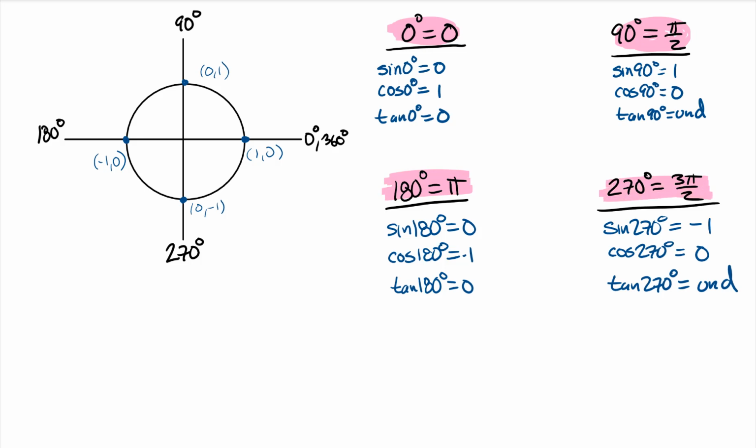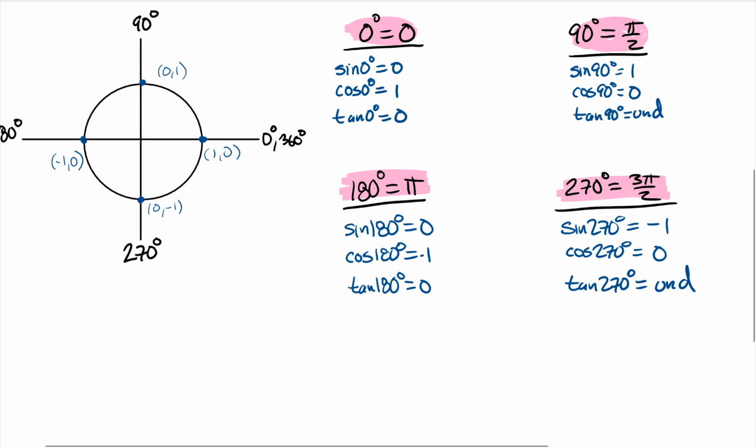So we're going to look at those 4 quadrantal angles. I did write down 360 degrees because that's coterminal to 0 degrees. You get the same answer. So what we have is the values we found from last time. At 0 degrees, sine of 0 is 0, cosine of 0 is 1, tangent of 0 is 0. And so on, going around to all 4 quadrants.